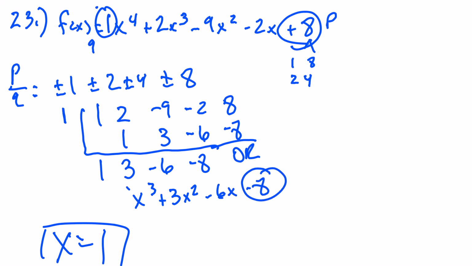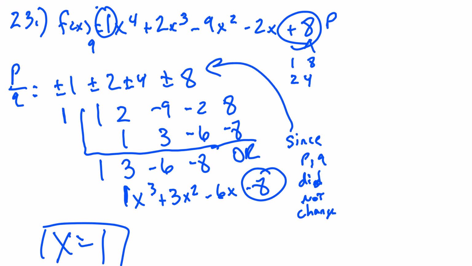So I find a new P and a new Q. Since P and Q didn't change, I use this list again. So I make a new box. This time I put 1, 3, negative 6, negative 8. And now I'm going to try negative 1 because I already tried positive 1, so I don't have to try that again. Drop it down.